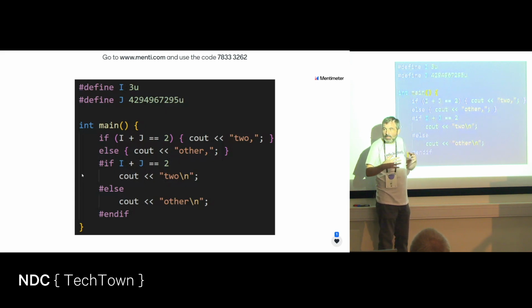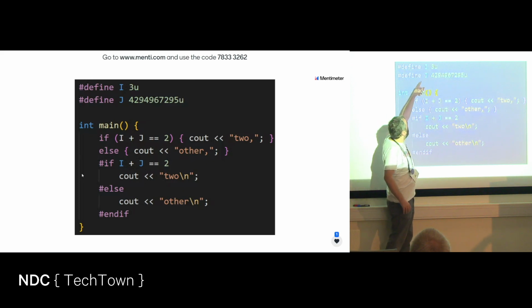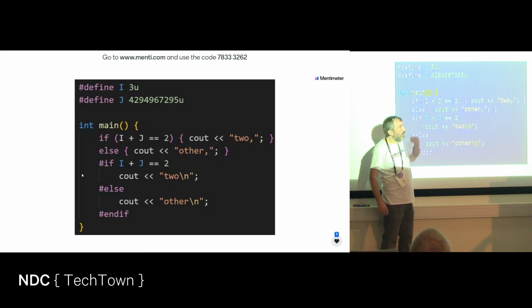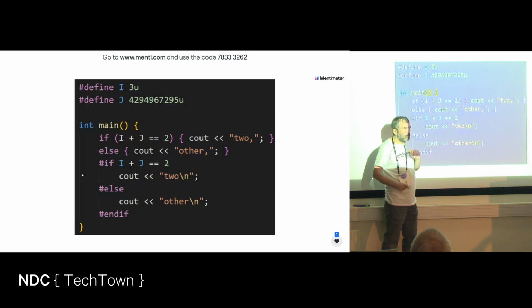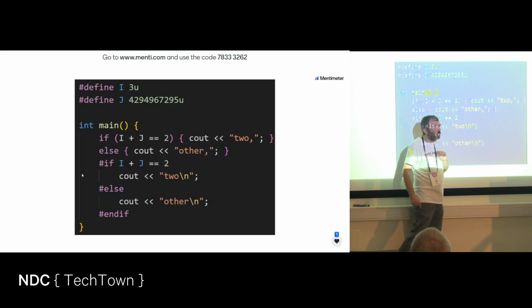Otherwise, it can be an unsigned long or unsigned long. The smallest one that fits. So i and j will be unsigned ints here. And so when you do the addition, there's going to be wraparound, and it's going to be equal to 2. So the first answer is going to write 2.